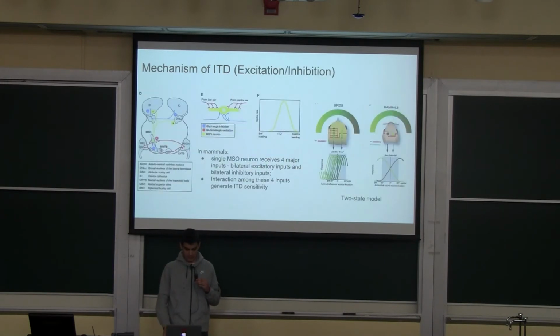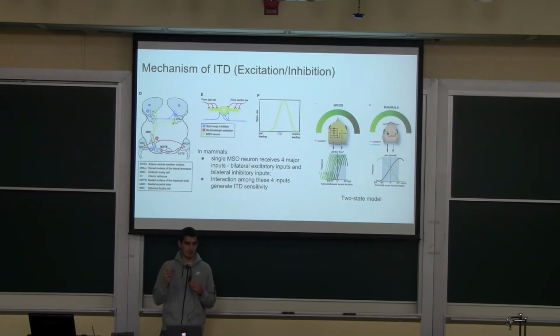And so basically in mammals, what we found is that this is not quite the case. In mammals, anatomically what's going on is that a single MSO neuron receives bilateral excitatory inputs and bilateral inhibitory inputs, and by some mechanism that's still not super clear, the interaction between those four inputs generates the ITD sensitivity. But the key idea to understand, and why delay lines don't apply to mammals, is that if you go into a mammal's MSO and you stimulate the neurons, you do see characteristic delays.